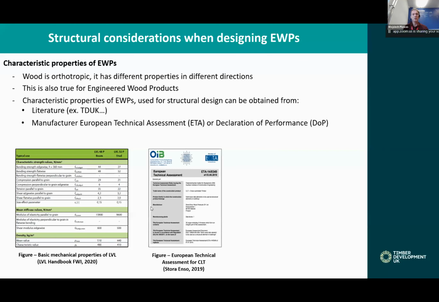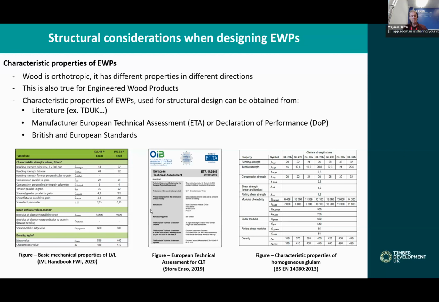Another source of information is the manufacturer's European Technical Assessment, or ETA, or Declaration of Performance. It sounds fancy, but this information is relatively easily accessible. It's in the manufacturer's interest to make it as available as possible for designers. So you will find all the information you will need for structural design in these documents, and they are usually freely available. An example here is the ETA of Stora Enso's CLT.